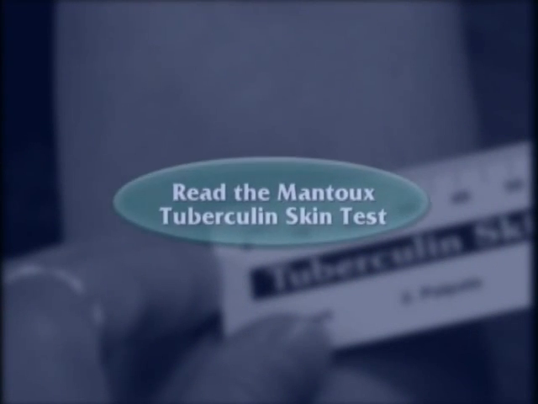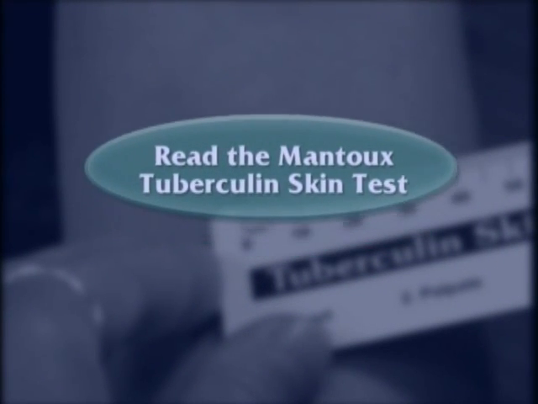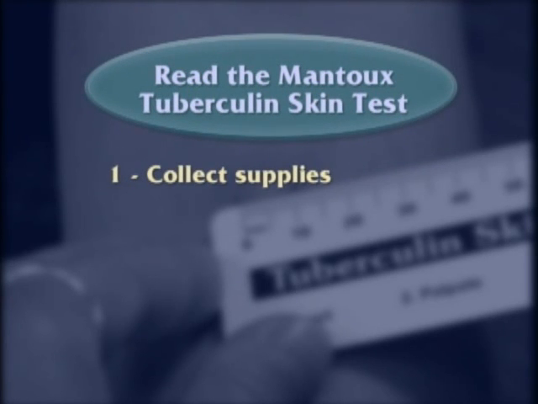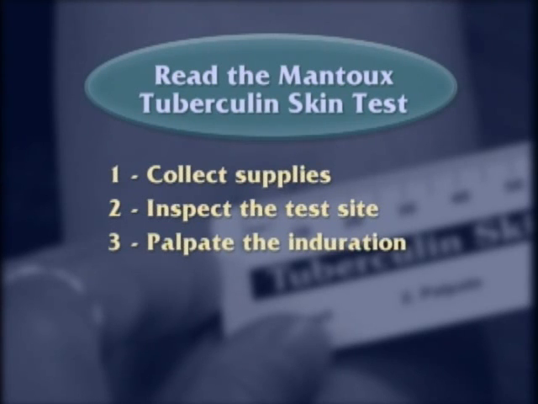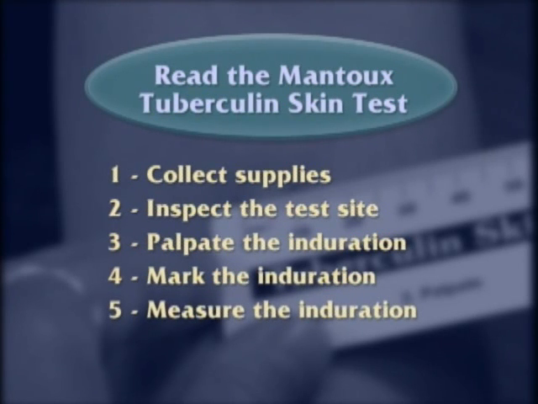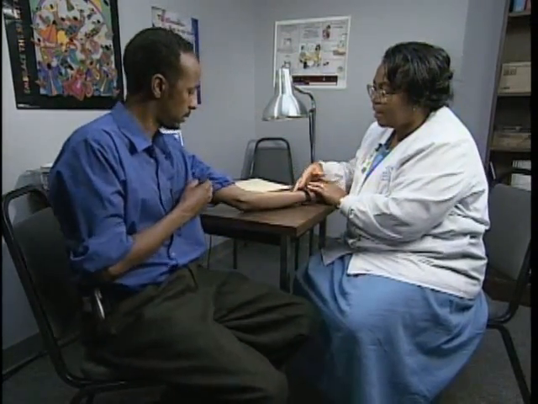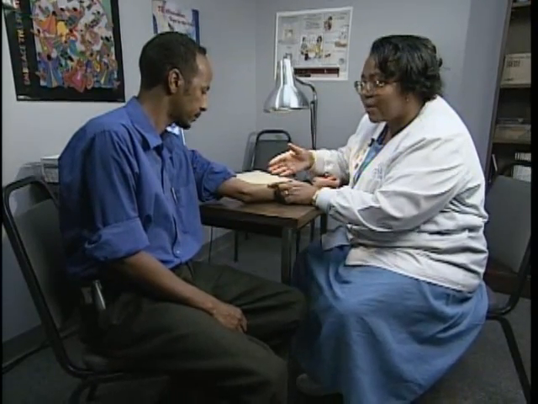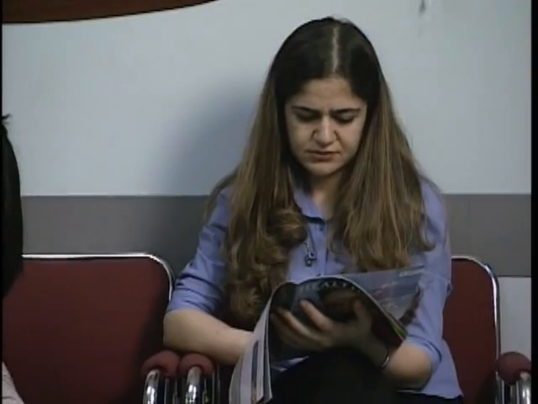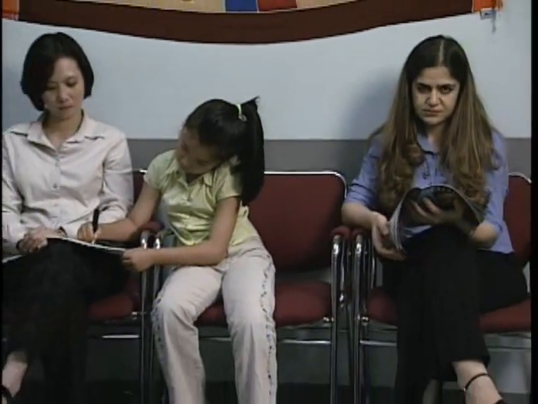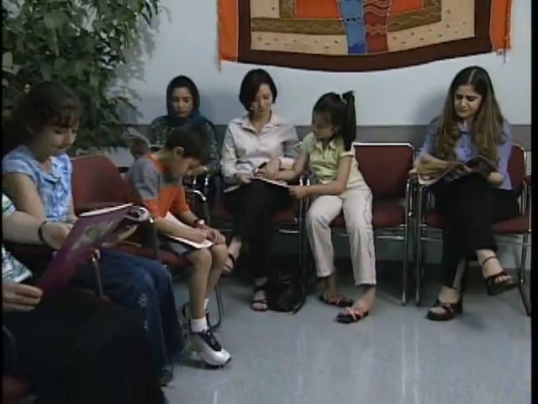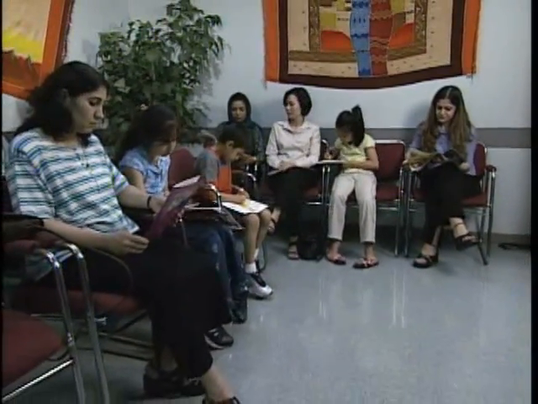In review, remember when you read the Mantoux tuberculin skin test, you should collect the appropriate supplies, inspect the site, palpate the induration, mark the induration, measure the induration, not the erythema, and record the measurement. Although it takes practice to perform the Mantoux skin test accurately and reliably, the skills and knowledge you develop in administering and reading the Mantoux tuberculin skin test will help you play an important role in TB control.